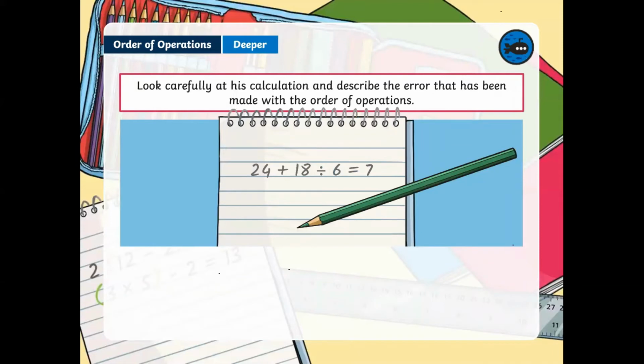Now because we're going a bit deeper, look carefully at his calculation and describe the error that has been made with the order of operations. So what did this person do wrong to get the answer of 7? Why is the answer of 7 wrong? Okay, let's see how they got 7.